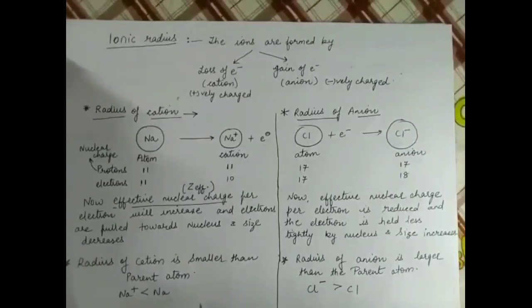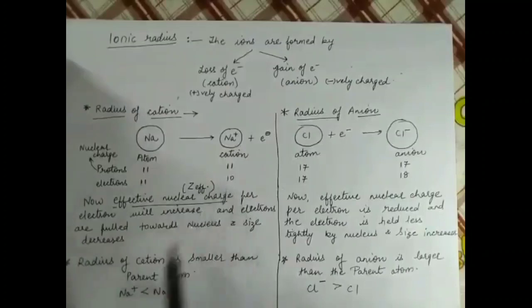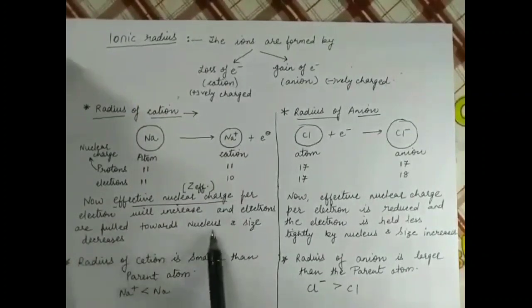So we can say that when Na changes to Na+, the effective nuclear charge, which is also denoted by Z effective, per electron will increase, because here the effective nuclear charge per electron is 1 and here the effective nuclear charge per electron is more than 1. Therefore the electrons are pulled towards the nucleus and size decreases.